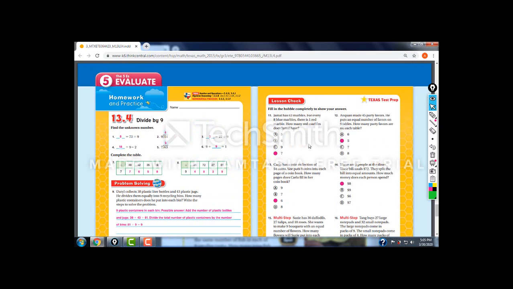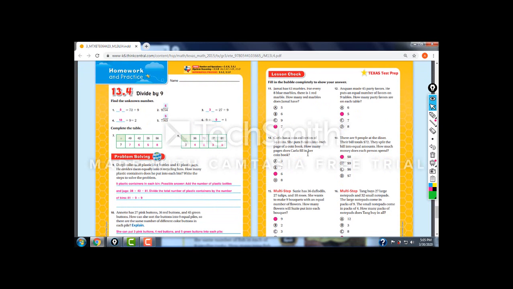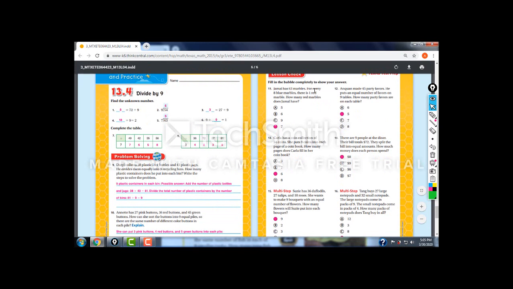Okay, let's go to the next one, number 11. Jamal has 63 marbles. For every 8 marbles, there is 1 red marble. Okay, so for every 8 of these, there is 1 red.